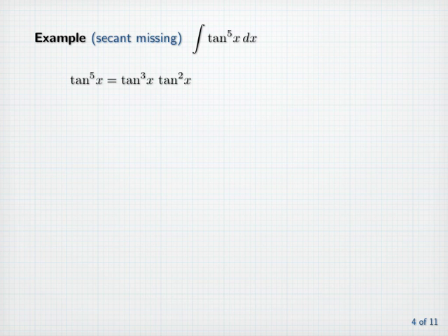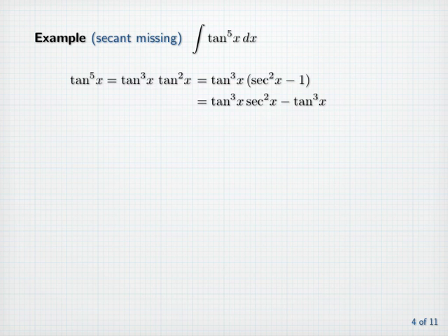Now let's look at an example where the secant factor is missing. Let's consider the fifth power of tangent x dx. Let's take tangent to the fifth x and factor that into tangent cubed x times tangent squared x. Then we'll rewrite tangent squared x as secant squared x minus 1. Now when we multiply that out, we have tangent cubed x times secant squared x, which is already easy to integrate because secant squared x is the derivative of tangent x, and we can use a simple substitution there. The other term, minus tangent cubed x, has a lower power than we started with.